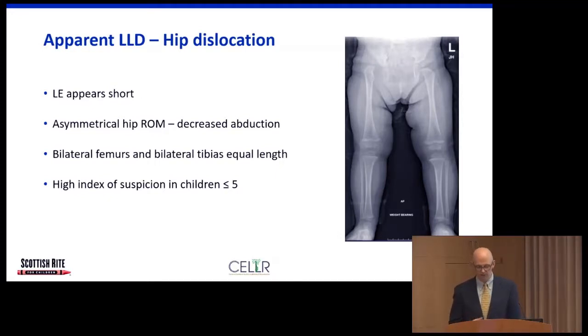It's not a true leg length difference because there's actually no difference in the length of the femurs or the tibias, but with the hip dislocated, it gives that appearance of a limb length difference. The key here is the physical exam. There's going to be asymmetry, not necessarily in the internal or external range of motion, but if you try to abduct the hip, there's going to be asymmetry in the abduction. So anyone that comes in limping under the age of 5, the hip exam is a really important part of the physical exam.